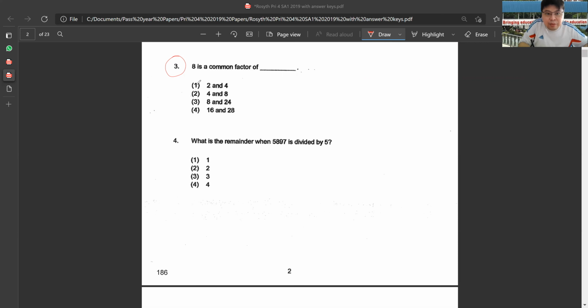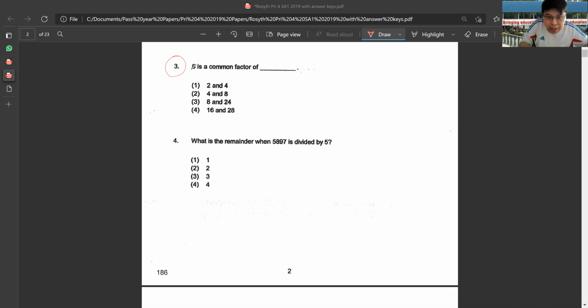It says that 8 is a common factor of which one? Common factor. 8 is a common factor of 4 and 8? No, you are talking about common factor. Unless this question is changed to 8 is a common multiple. If this word factor changed to multiple, then the answer you just gave me is correct.